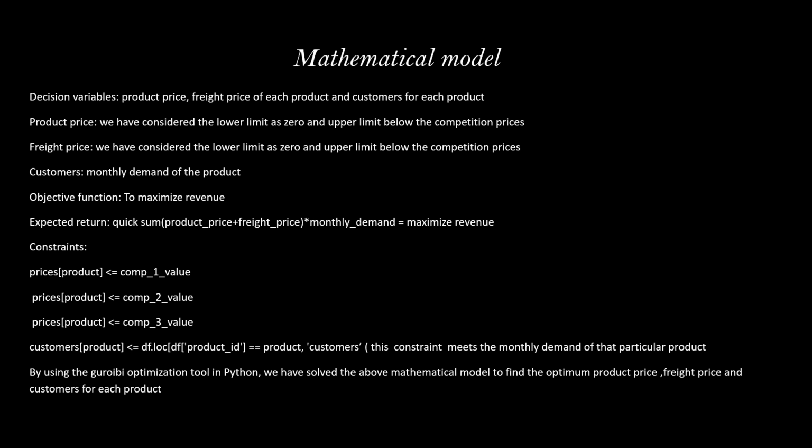One more constraint we took is that the quantity of the product we produce should meet the monthly demand of the product. So this constraint meets the monthly demand of the particular product. Using all these decision variables, the objective function and the constraints, this is our mathematical model. We run this program in Python using the Gurobi optimization tool. We solve the mathematical model to find the optimum product price, freight price, and customers for each of the products.